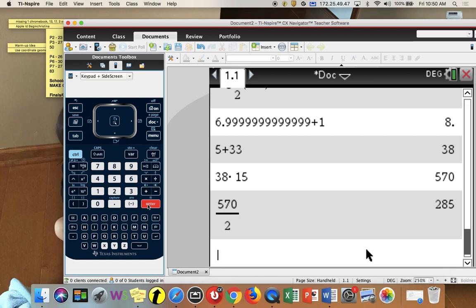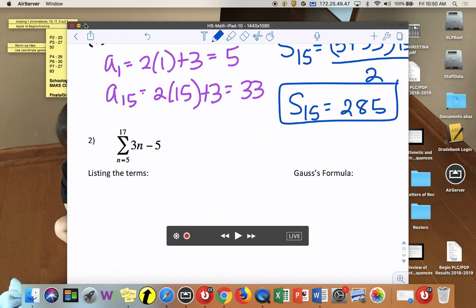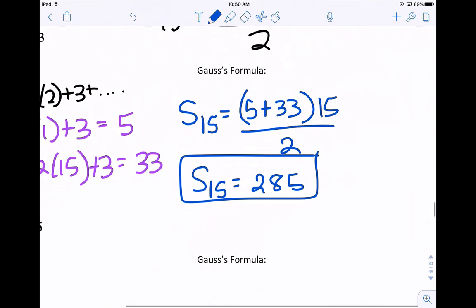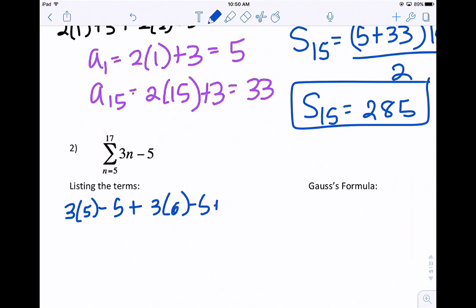Okay, let's try the next one again. I wouldn't want to list the terms. Oh, sorry, I didn't show my answer here. Okay, so here's what I put for my answer. So you plugged it in, we get 285. Again, to list out the terms, you'd have to start at the fifth term: 3 times 5 minus 5 plus 3 times 6 minus 5 all the way to 3 times 17 minus 5. That's a pain. Let's not do that.